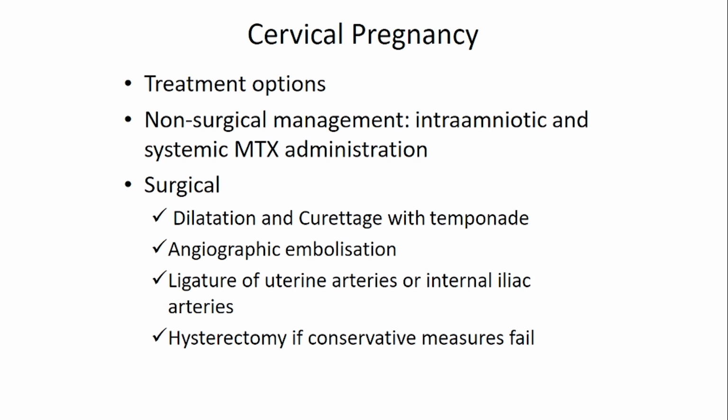include dilation and curettage with tamponade, angiographic embolization, where I have the expertise and the equipment. And then actually you can ligate the uterine arteries that supply the uterus, and then sometimes you may do internal iliac artery ligation, or you may have to do hysterectomy. If all attempts to control hemorrhage fail, you may have to do hysterectomy, that will now be total hysterectomy, so that the bleeding can be arrested.